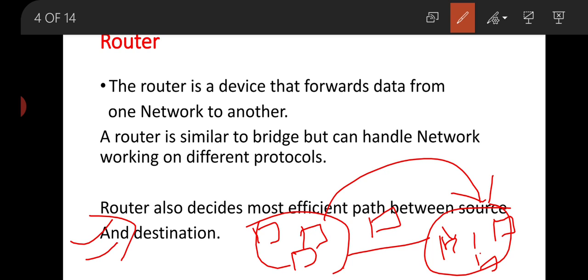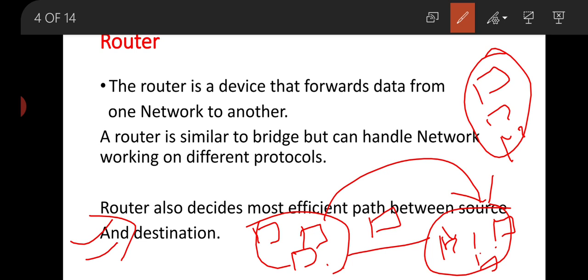Router also decides the path between the networks. Suppose here is one more network, network 3. Now to travel from network 1 to network 2, there are two paths: one direct from network 1 to network 2, and one path from network 1 to network 3 and then network 2. So then router decides the most efficient path, which path is shortest and which path is noise free, where the data can be easily forwarded. This will also be decided by router.